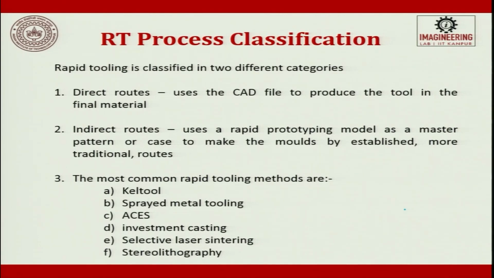In rapid tooling process classification, there are two types. One is called direct routes, and the other is called indirect routes. The direct routes use the CAD file to produce the tool in the final material. Indirect routes use a rapid prototyping model as a master pattern or case to make the mold by established, more traditional routes. The most commonly used rapid tooling methods are Kelltool, sprayed metal tooling, ACES, investment casting, selective laser sintering and stereolithography.